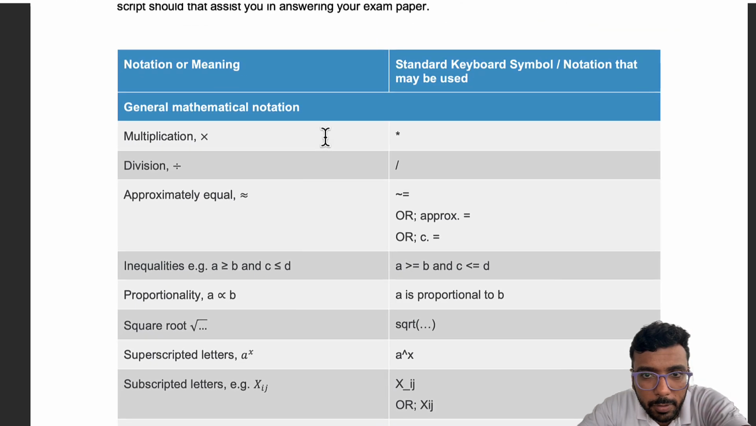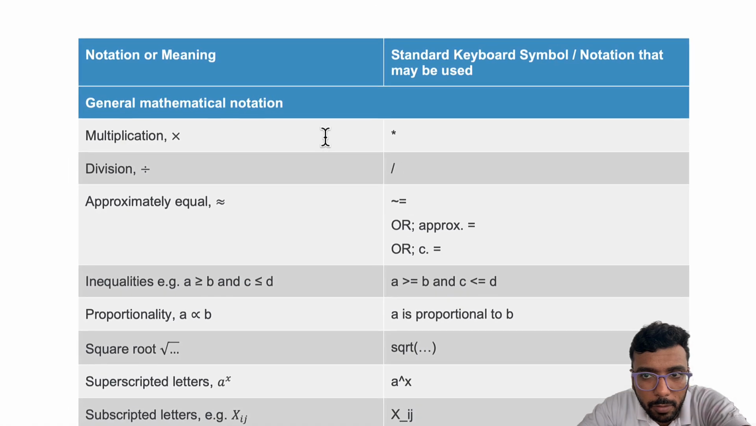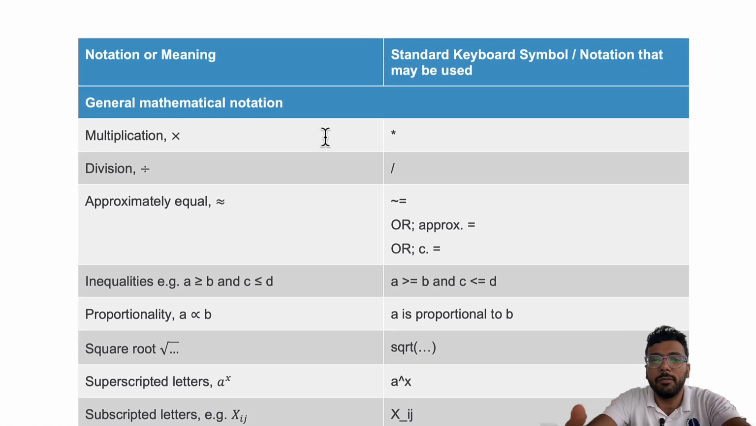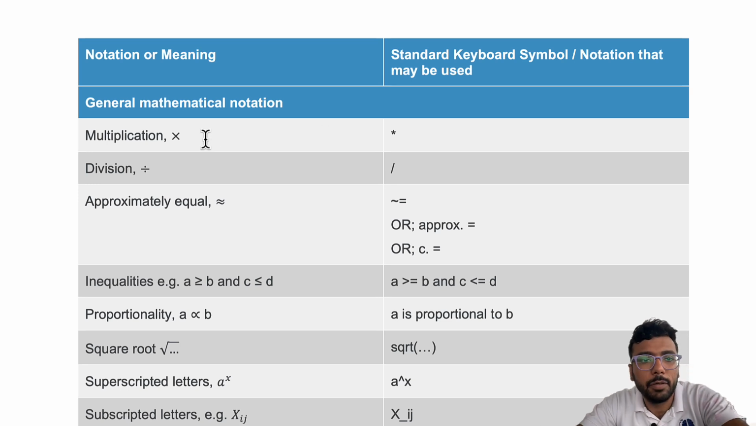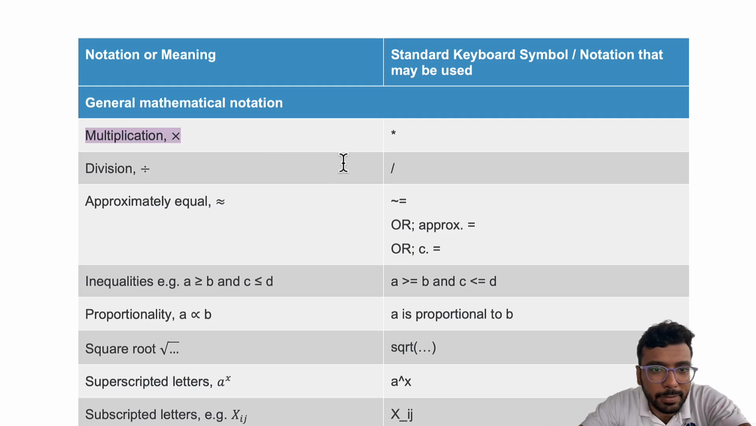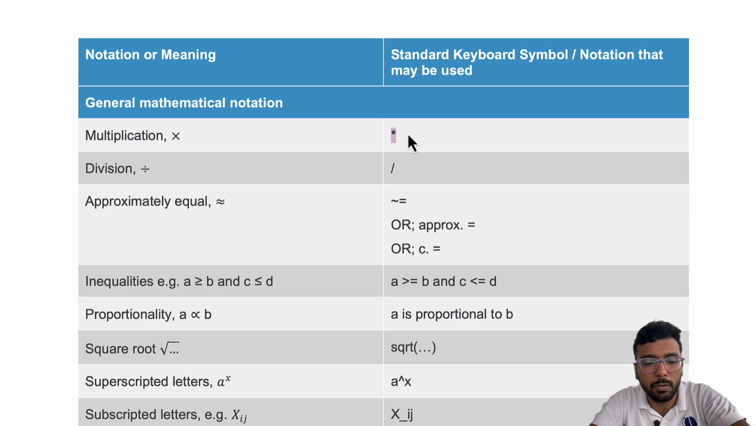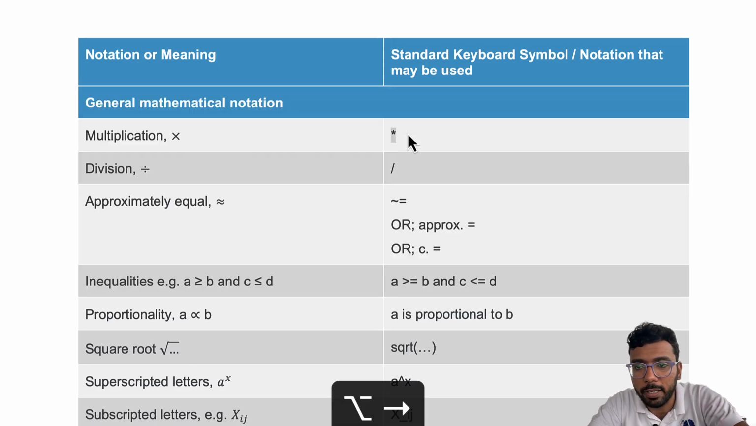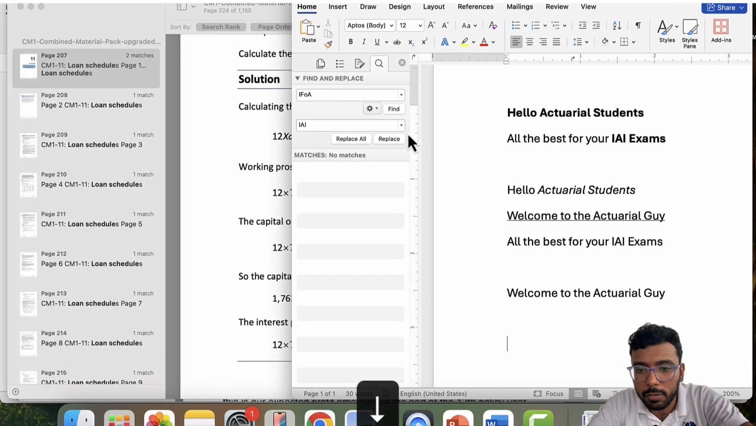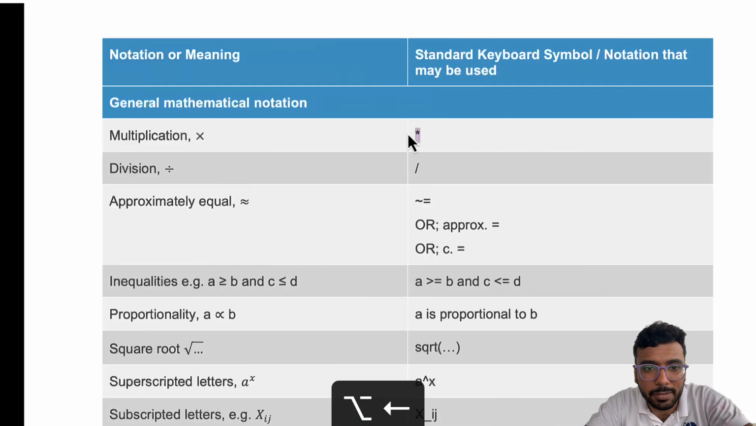Okay, let's start with the most basic notations or symbols, and then we'll move on to more complicated ones. The first one is multiplication. For multiplication, it's very simple. You use the asterisk symbol, which is shift plus 8. If you go to Microsoft Word and type shift plus 8, you will get the star or the asterisk symbol.